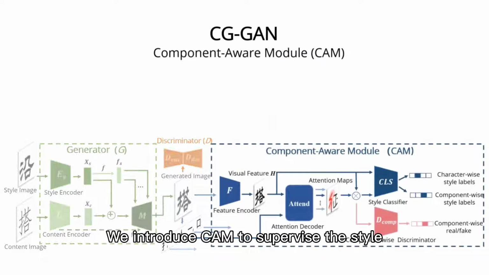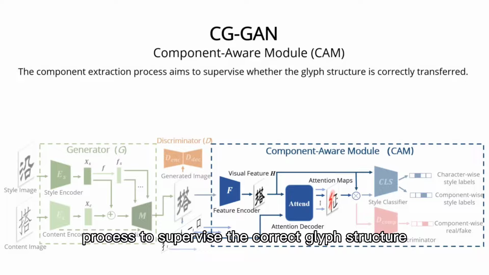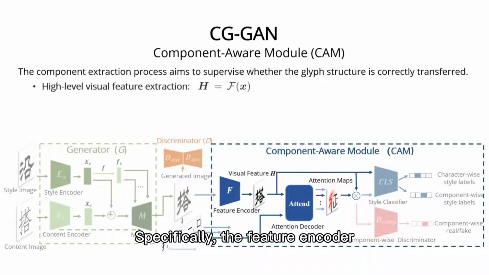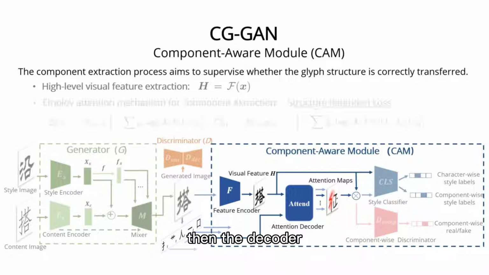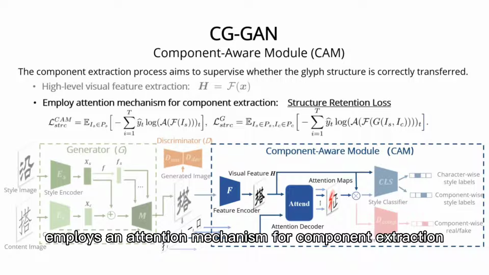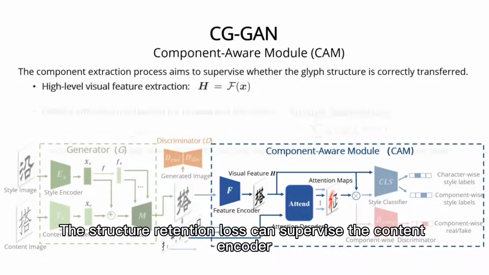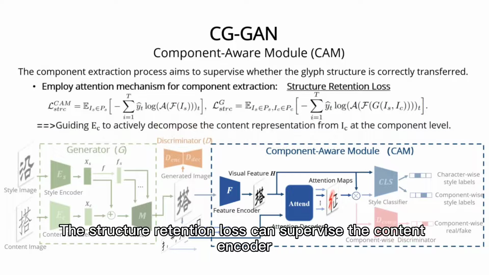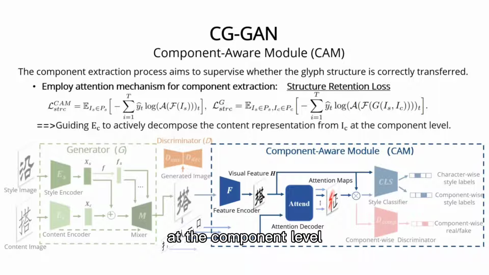We introduce CAM to supervise the style and content at a more fine-grained level. It first starts with the component extraction process to supervise the correct glyph structure. Specifically, the feature encoder first extracts visual features from the input image. Then, the decoder employs an attention mechanism for component extraction, acting as a loss function to supervise the structural correctness. The structure retention loss can supervise the content encoder to actively decompose the content representation at the component level.